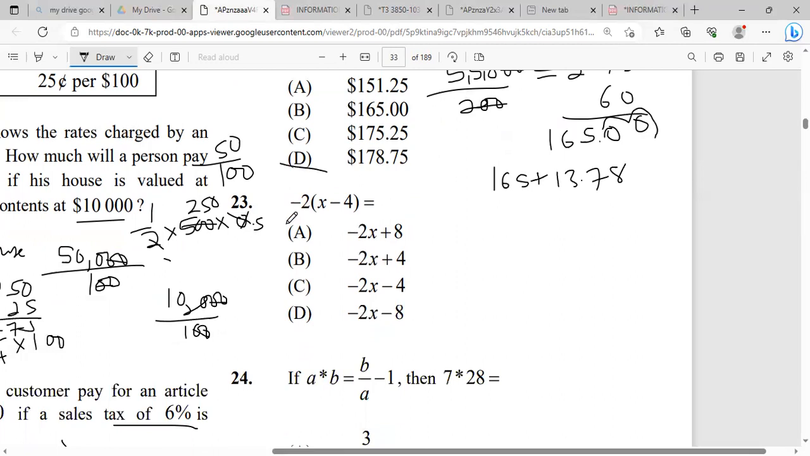So we have negative this. And then negative times negative is positive. So this gives us A.